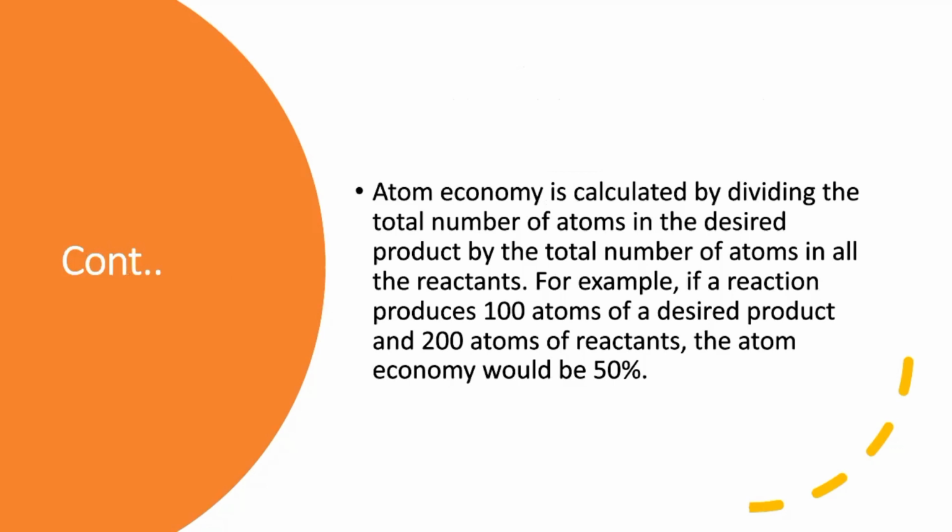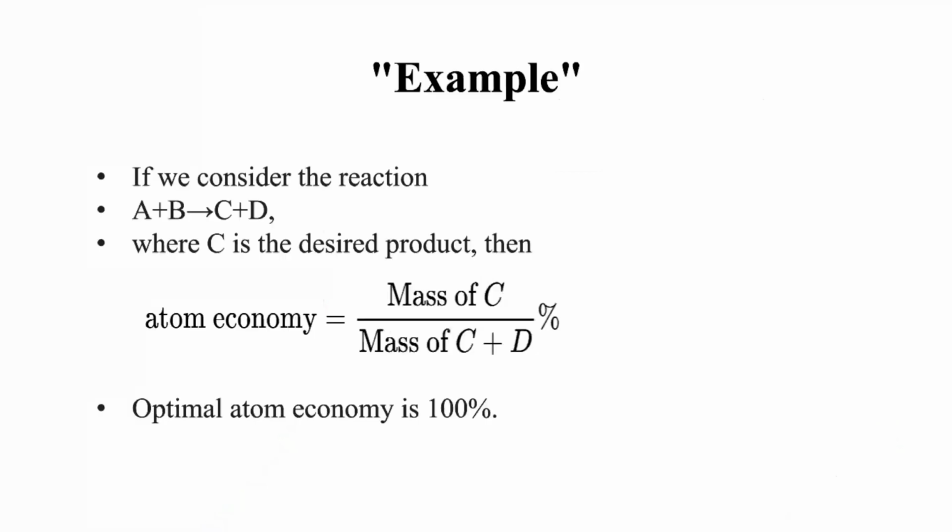Atom economy is calculated by dividing the total number of atoms in the desired product by the total number of atoms in all the reactants. For example, if a reaction produces 100 atoms of a desired product and 200 atoms of reactants, the atom economy would be 50%.